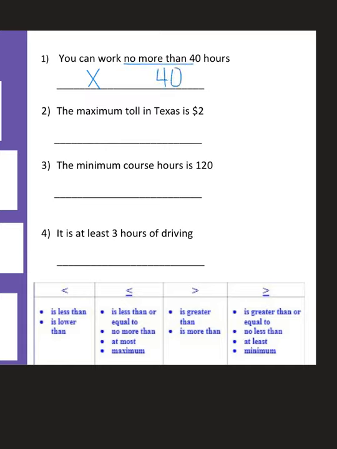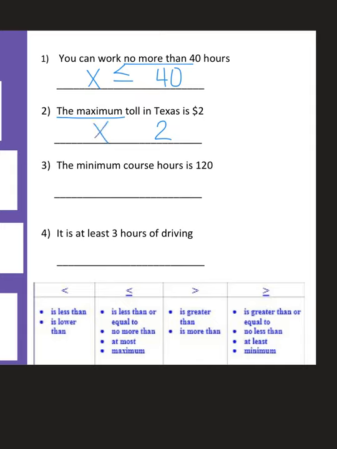Well, X, the no more than, if you look down below, no more than, where would that be? No more than, you see right here. So the number of hours you work is going to be less than or equal to 40. So you put less than or equal to. Next one says the maximum toll in Texas is $2. So the total would be 2. The maximum, okay, so the toll is X.